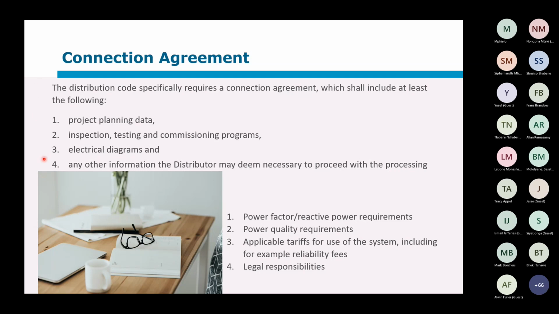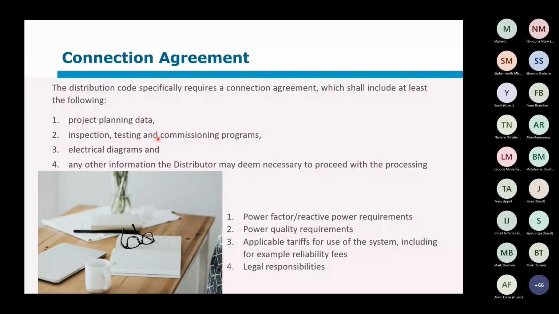Next thing is that the distribution code calls this connection agreement, which really looks at the information that goes before you actually do the agreement. So this is project planning data, inspection, testing, and commissioning, electrical diagrams, and other information that the distributor may require to proceed with processing this application. So it mixes this entire process from the time of application up to connection and commercial operation. So all of that seems to be contained in here.